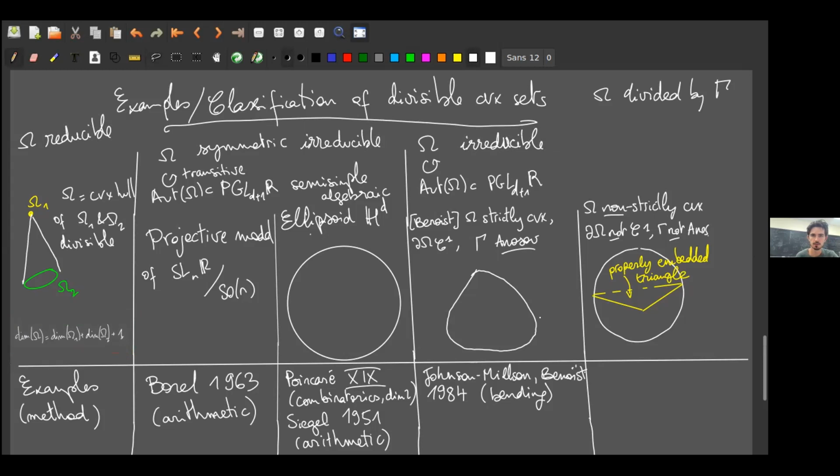So let's go back to the case of irreducible divisible convex sets which are non-symmetric, which don't belong to the list either of ellipsoids, or of projective models of SL(n,R), SL(n,C), quaternions, etc. In this case, the situation is quite different from the symmetric case, because the stabilizer is now discrete and Zariski dense in PGL(d+1). This is a result due to Benoist.